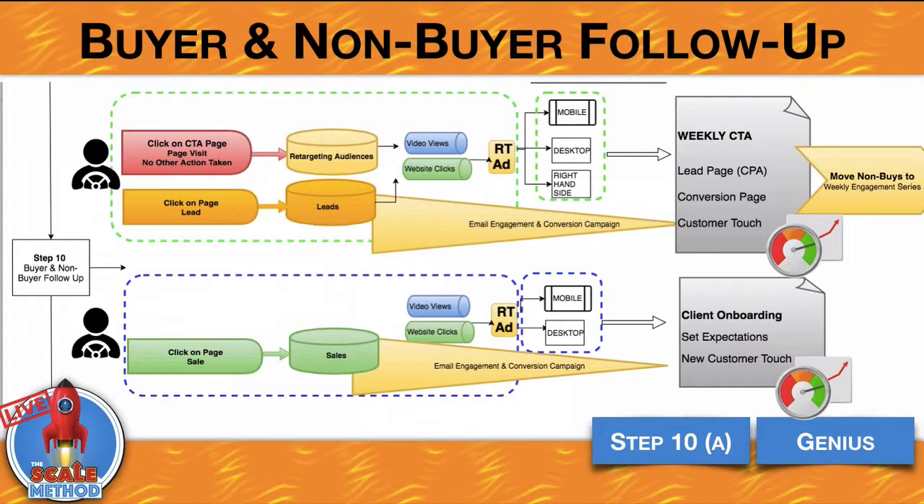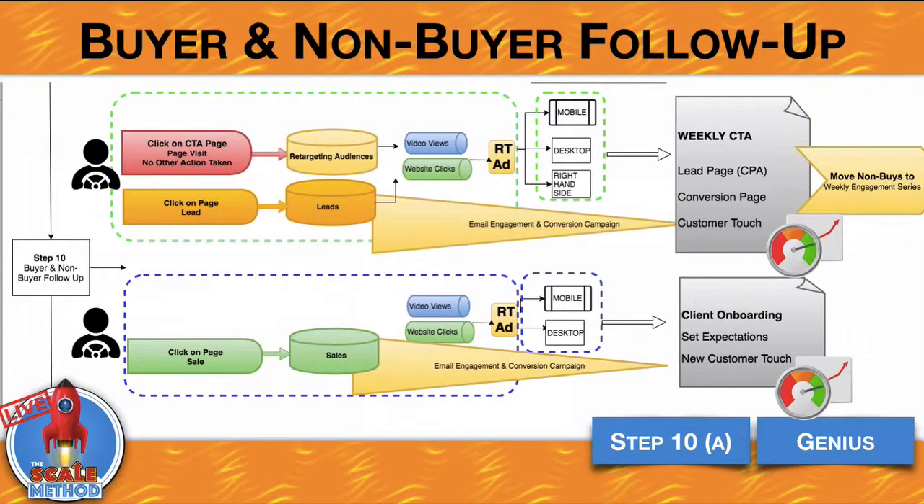See those green ads at the top? This is a huge driver. So when you have people who just saw an offer but didn't buy, you can retarget with your retargeting audiences or, of course, with your leads. You're going to use video views and website clicks to retarget them on mobile, desktop, right-hand side and send that back over to that weekly call to action page. And if they're a non-buyer, you're going to move them to the weekly engagement series. I'm going to show you that in a minute.